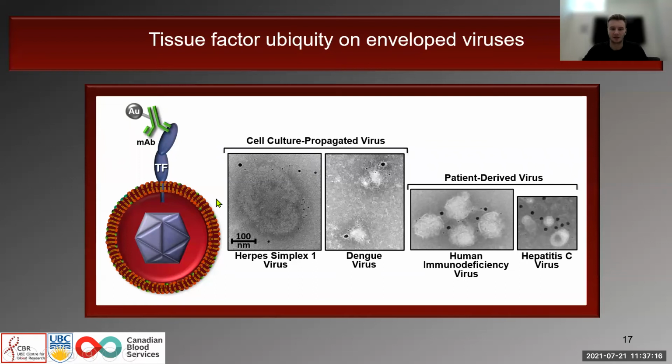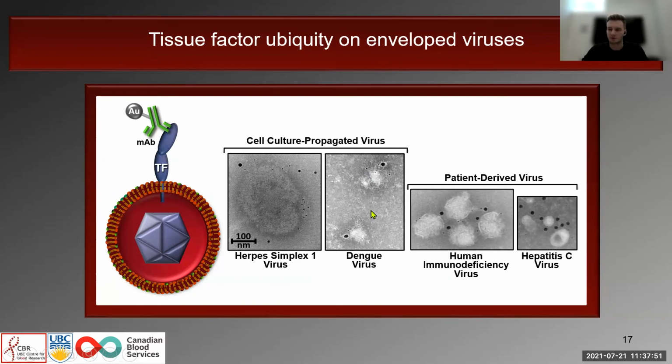And here, the anti-tissue factor antibody is conjugated to the larger gold beads in these images, and the much smaller, tiny gold beads are conjugated to antibodies against specific viral proteins. As we expect, based on what Michael has been showing, this propagated HSV-1 variant stains for both tissue factor and an HSV-1 envelope protein. Another envelope virus that's commonly studied in our lab is dengue virus, which also co-stains positive for tissue factor and the dengue virus-specific envelope protein.